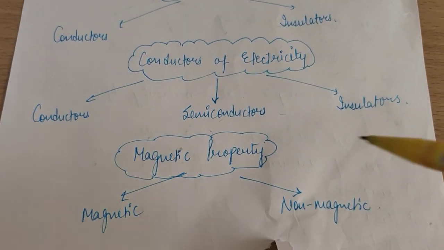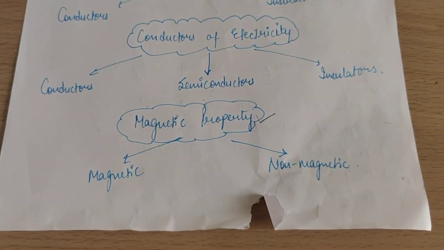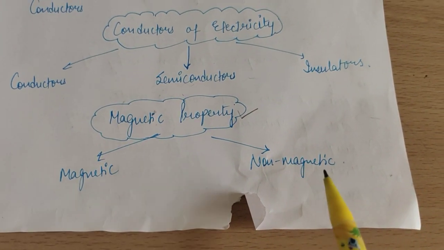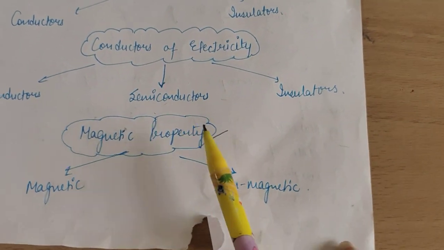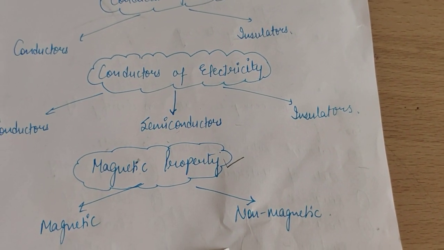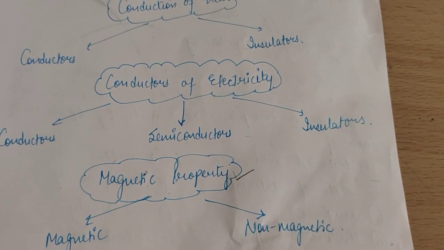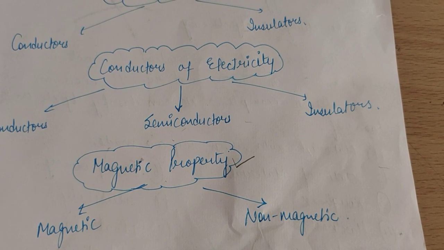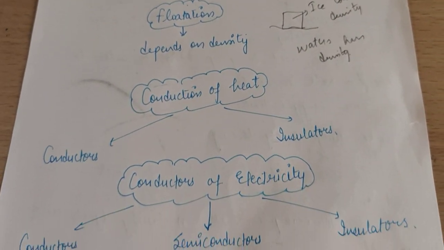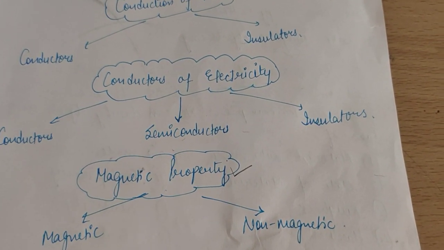Fine. Then the next is magnetic properties. Magnetic properties means whether the substance can be attracted by the magnet or not. Fine. And on its basis we can categorize the elements into two groups, magnetic and non-magnetic. The substances which can be attracted by the magnet are known as magnetic, and which cannot be attracted by the magnet are known as non-magnetic. Okay, students. So these are the different ways by which we can categorize the substances around us in different groups.